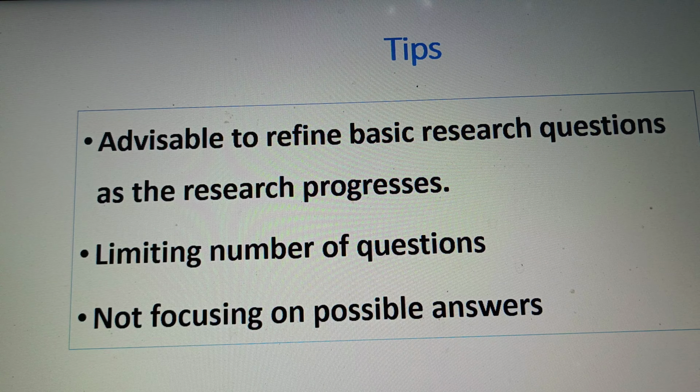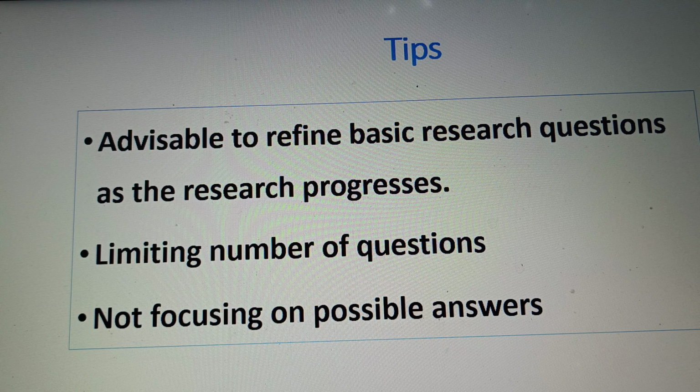There are certain tips or notes that you, as a researcher, should know. First, even though the basic research questions are developed prior to beginning data gathering during the proposal development period, it is wise to improve them throughout the research process. The second one is limiting the number of questions. The basic research questions should be brief and concise, say from 3 to 5 in number. Sometimes 2, sometimes 3, sometimes 4 or 5 basic research questions are enough.